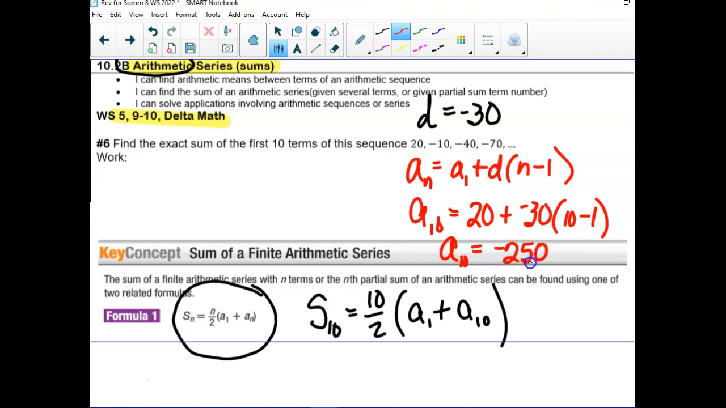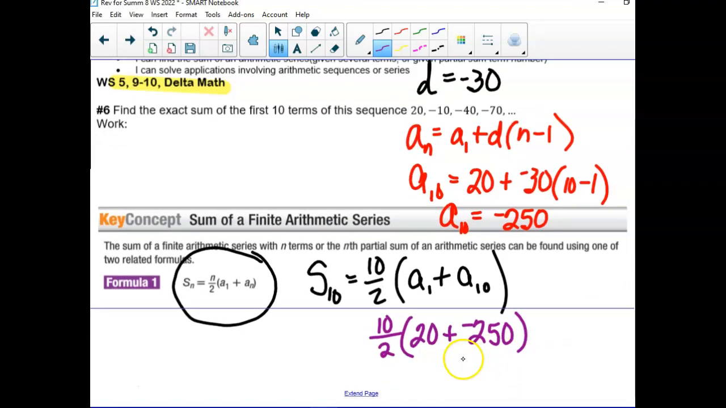Is that right? Okay. So a sub 10 is negative 250, but that still doesn't become the sum until we plug it in here. 10 over 2 times the first term, which was 20, plus the 10th term, which we just found was negative 250. Negative 230 times 5. Negative 1150, maybe? Yes? Okay. So that's the sum of the first 10 terms.